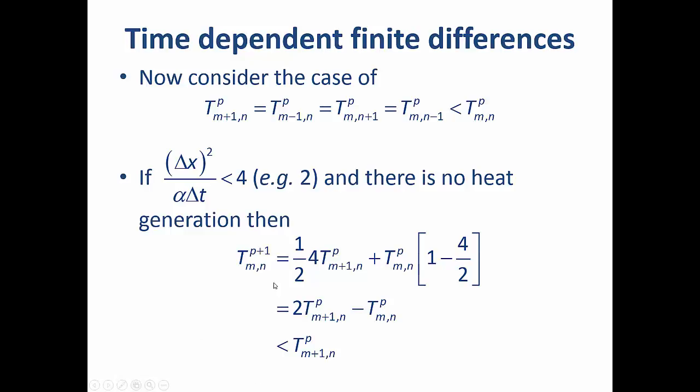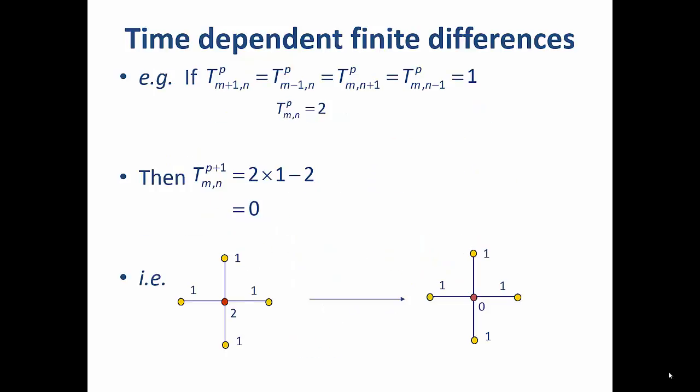So in other words, the temperature of node Mn at time p plus 1 is less than the temperature of the node m plus 1n at time p. Now that might sound a bit abstruse and abstract, so to make things clearer, what I've done is I've taken some specific numbers here.